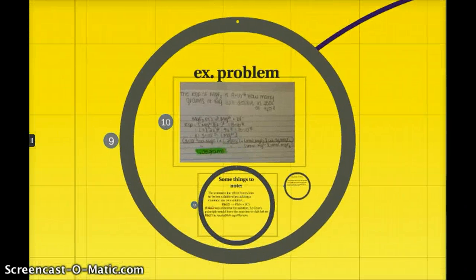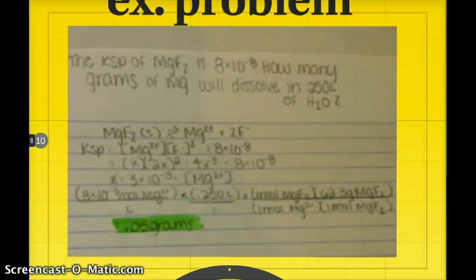So for example, we're given a KSP problem and it gives us the KSP of magnesium fluoride, which is 8 times 10 to the negative 8th, and we're asked for grams of magnesium that would dissolve in a 0.25 liter of water. So first write the BCE, which is magnesium fluoride yields Mg2 plus and 2F minus. And then write the KSP equation, but don't forget to put the 2 exponent on the fluoride since it has a 2 coefficient. We can set this equal to 8 times 10 to the negative 8th because in the problem it told us that was the KSP value.